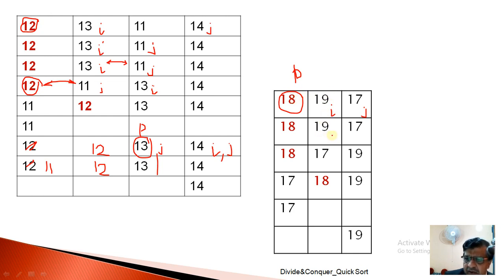Okay, exchange. So i is here, j is over here, and an exchange will take place. There is a swapping over here. They have not crossed. So 17 will come over here and 19 will go over there. J is still there, and i is still over here. Now i will start moving, and i will come and stop over here.